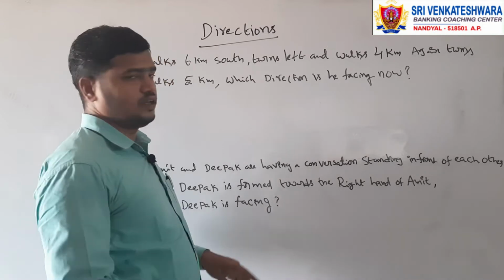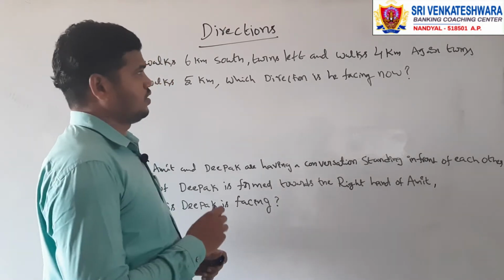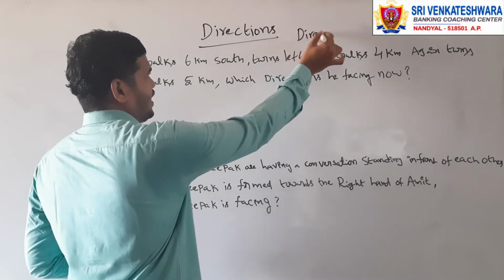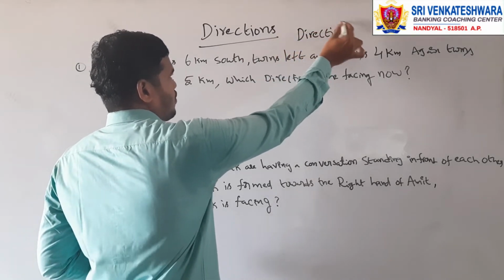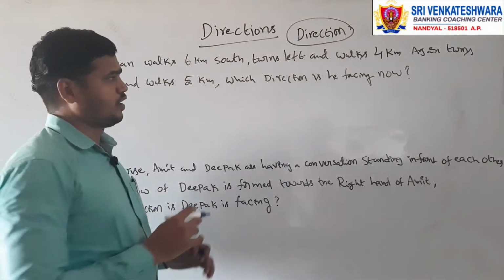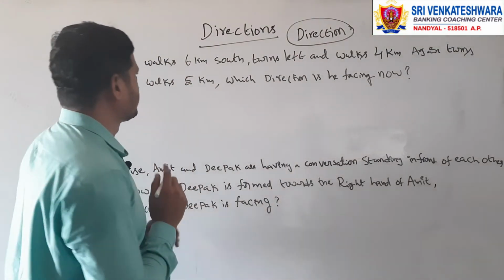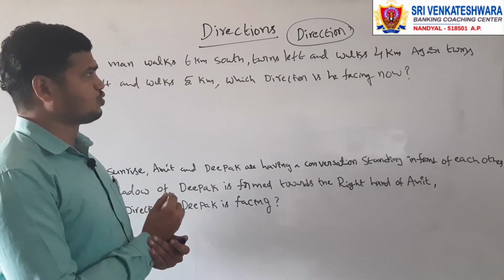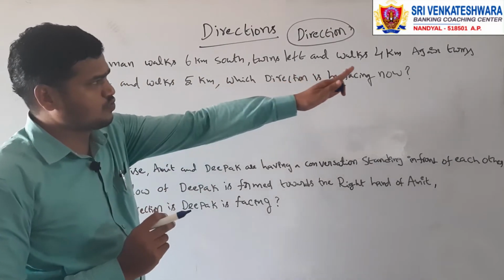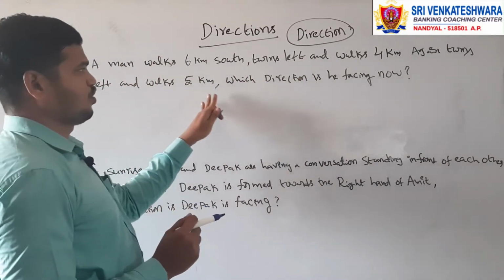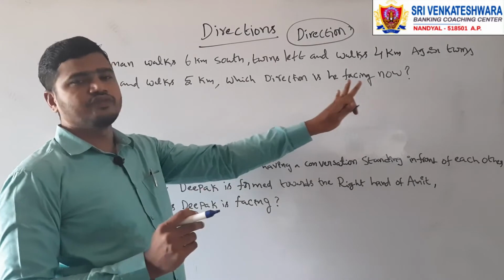Now we'll go for some problems. In this type of problem, they will ask what is the direction of the particular person or particular object. I have taken two problems here. A man walks 6 kilometers south, turns left and walks 4 kilometers, again turns left and walks 5 kilometers. Which direction is he facing now?